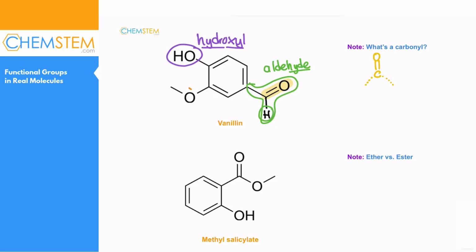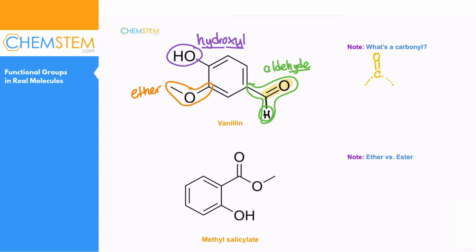And then over here, we have something called an ether. Now, people get ethers mixed up with other things. We'll talk about that in a bit. But here's how I remember that this is called an ether. Take a look at this oxygen. It's connected to a carbon on one side and a carbon on the other side. And neither of those carbons are carbonyls.